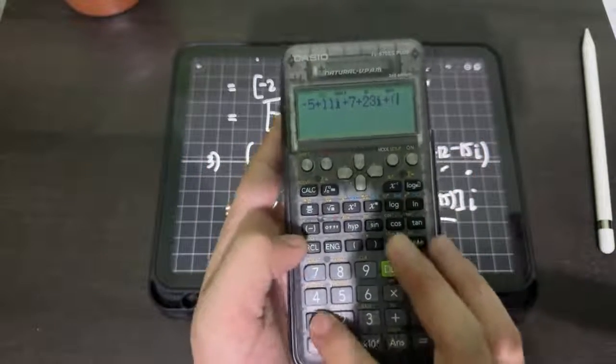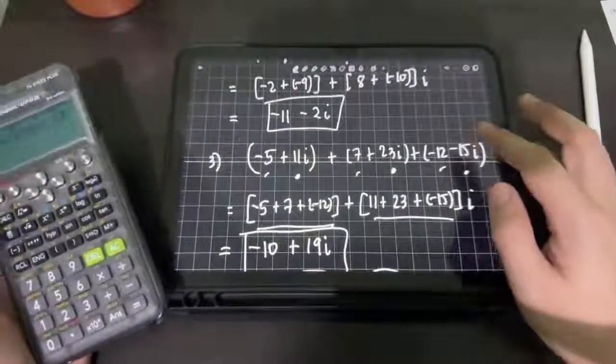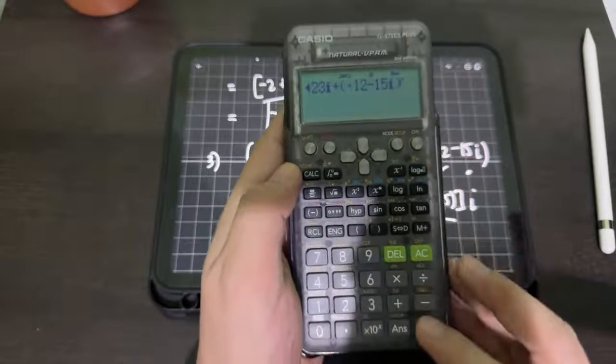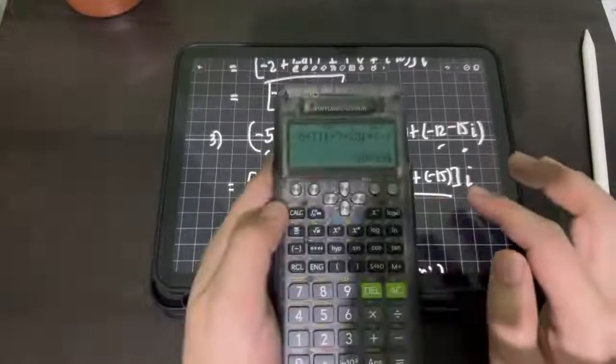So negative 12 minus 15i. Okay, so the answer is negative 10 plus 19i.